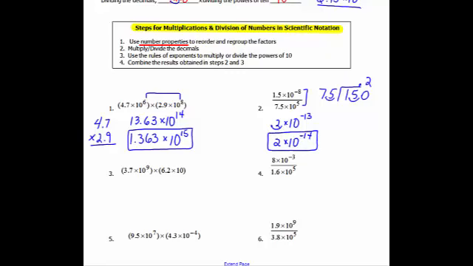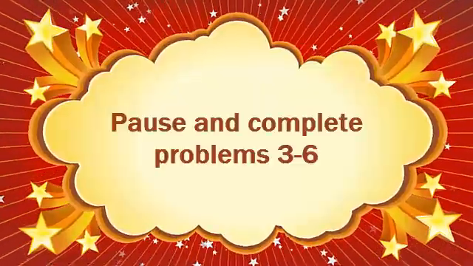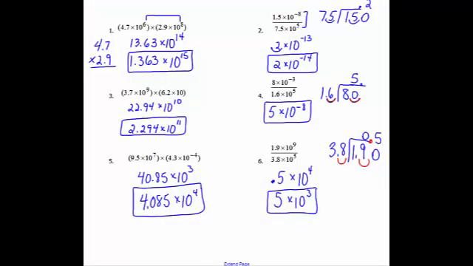Final answer. Okay, so I think you can probably pause here and work out 3, 4, 5, and 6 on your own. Come back and check with me when you're all done. Alrighty, so I have the answers here. Hopefully this gave you a chance to work on some of your decimal operations as well as scientific notation.